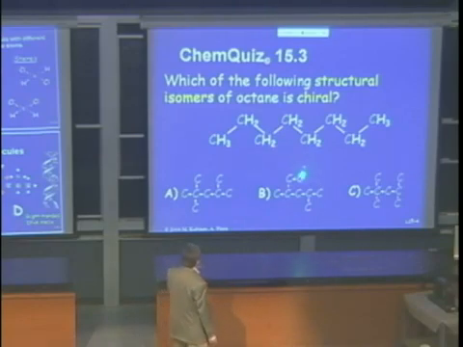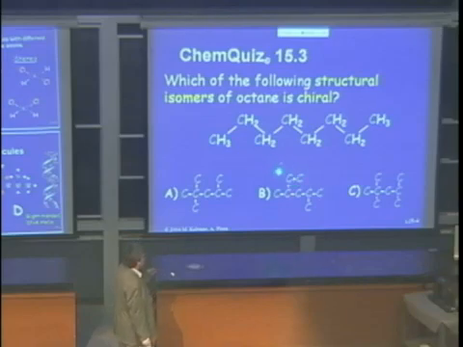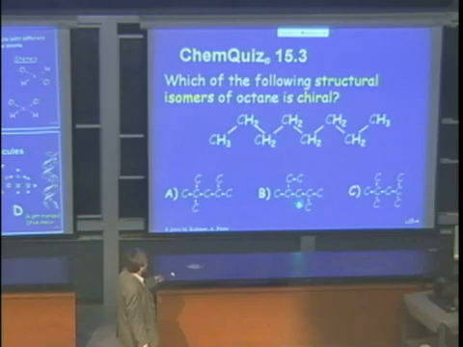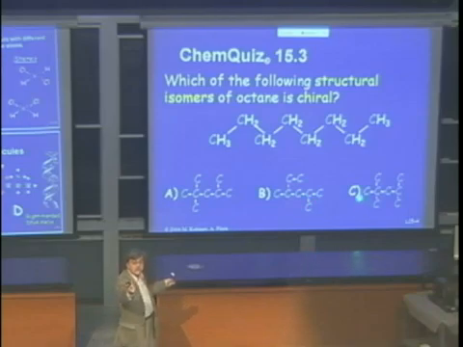So let's have a look here. This carbon, 3 the same, hydrogen, not chiral. This carbon, 2 the same, hydrogen, not chiral. This carbon, 3 the same, hydrogen, hydrogen, hydrogen, not chiral. This carbon, 2 the same, not chiral. This carbon has a CH3 group and this has a CH3 group, 2 the same, not chiral. So how about this one here?